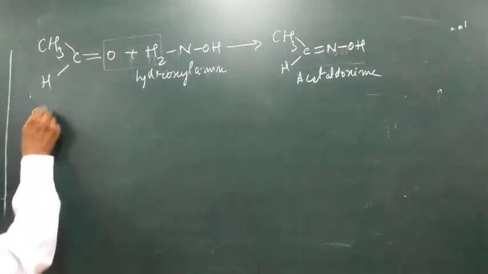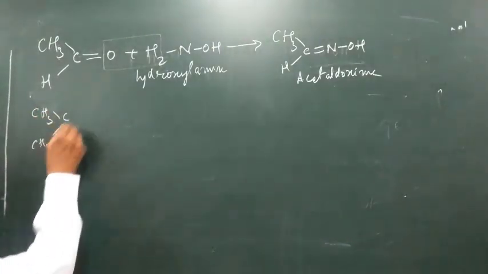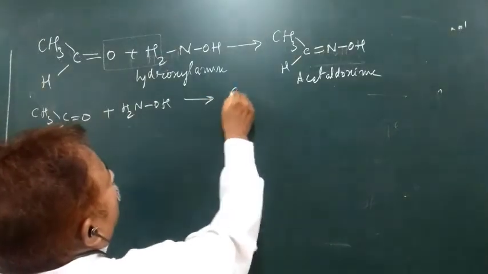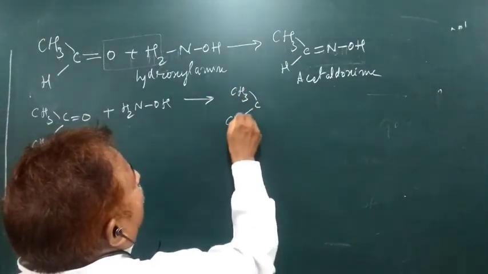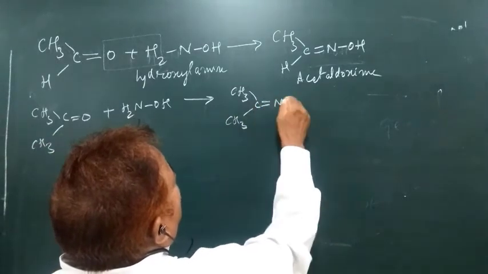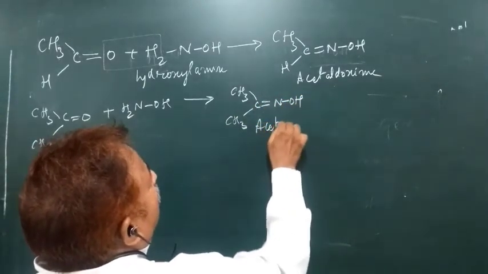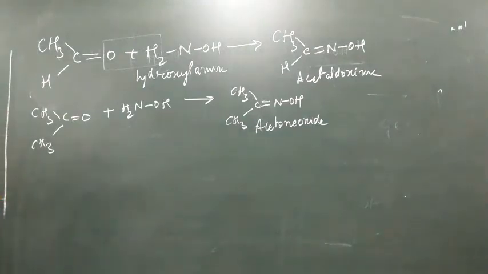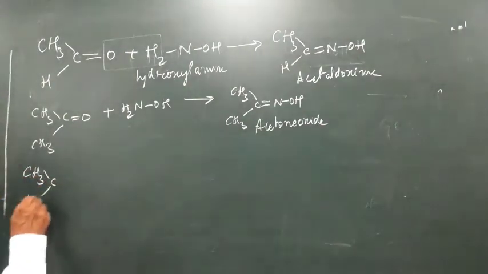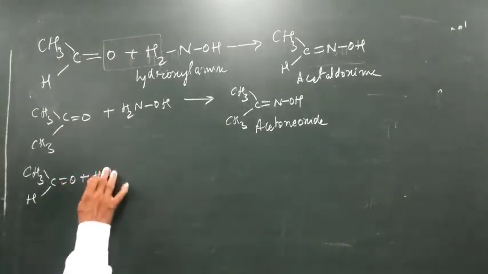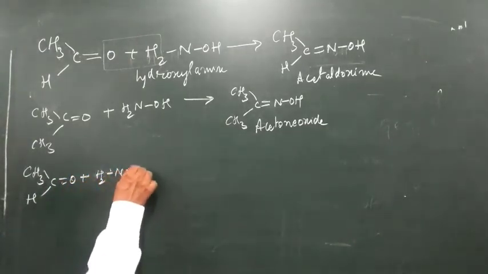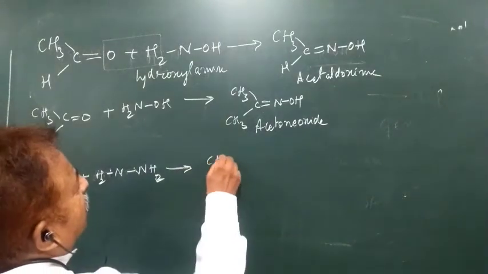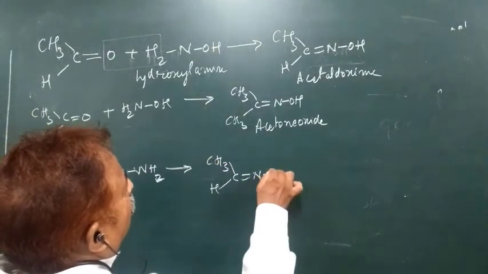Similarly, the reaction with acetone, CH3COCH3 plus NH2OH, we get CH3C(CH3)=NOH, this is acetone oxime. Similarly, the reaction with hydrazine, acetaldehyde plus NH2NH2, we get CH3CH=N-NH2.